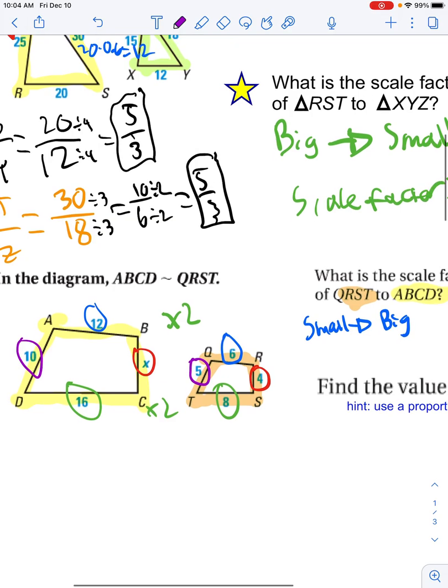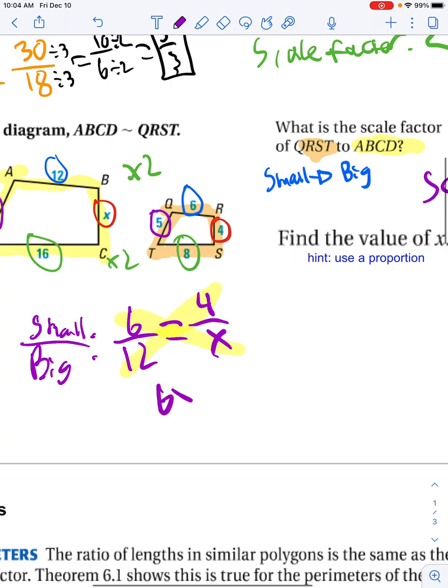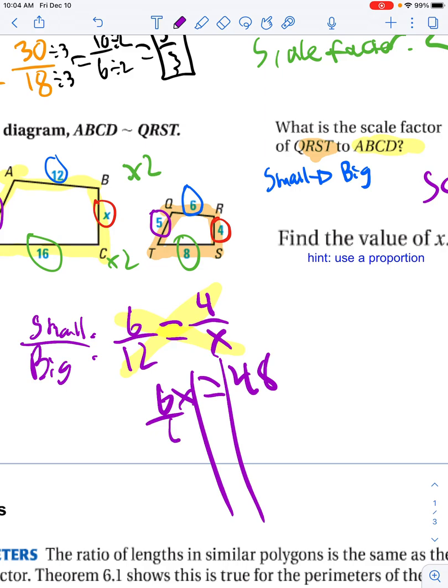Hint, use a proportion. I'm going to pick two sides that I know, and again I'm going small over big. I know that 6 corresponds with 12, equals 4 corresponds with X. Now it's just cross multiply. 6 times X, 6X, equals 12 times 4, 48. Separate your left and right side, divide by 6. X equals, what would that be? 8?